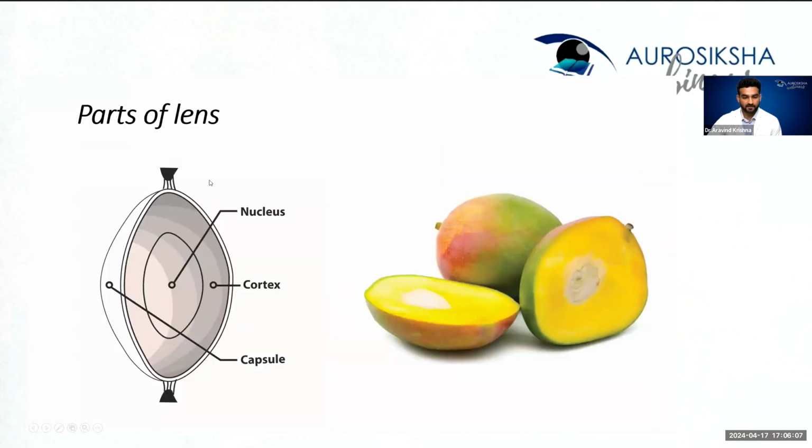So here you can see a very nice image showing the parts of the lens compared to another very nice image on your right. When summer is coming, I'm sure all of you are eager to eat this fruit, the king of all fruits, the mango. The parts of the lens can be compared to the parts of the mango. As you can see, the lens has three parts: the inner nucleus, the outer cortex, and the external fiber, the capsule, which covers the lens. Similarly, in the mango, this is the nucleus, this is the cortex, and this is the capsule.